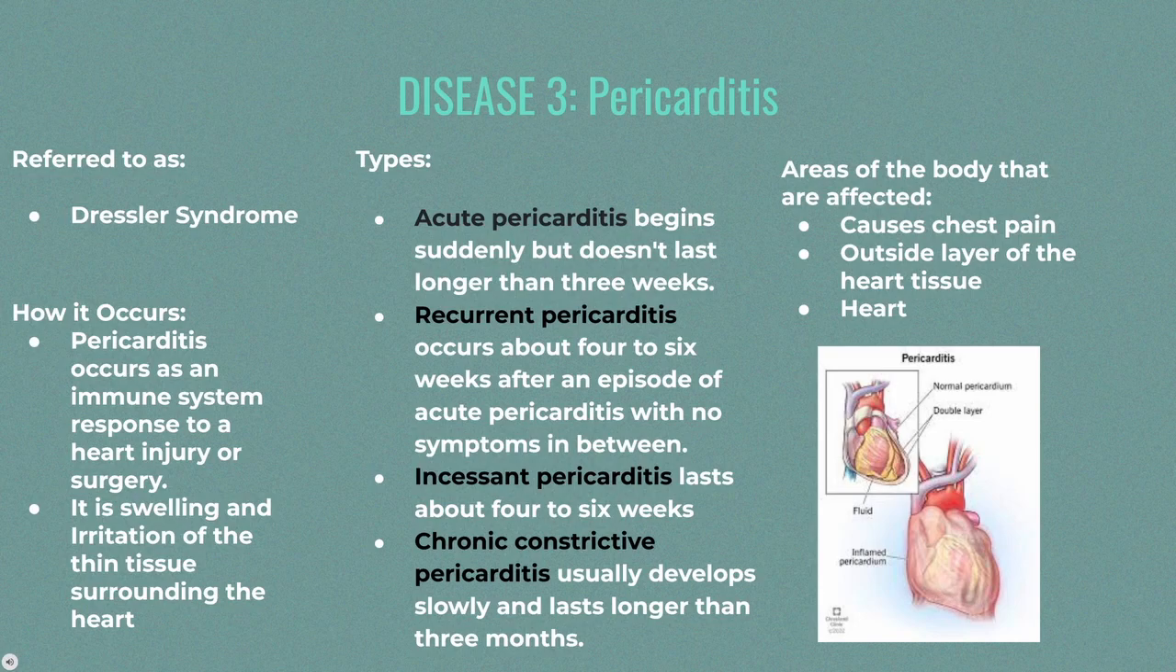Pericarditis occurs as an immune response to a heart injury or surgery. It is swelling and irritation of the thin tissue surrounding the heart. There are 4 different types of pericarditis. Acute pericarditis begins suddenly but doesn't last longer than 3 weeks.